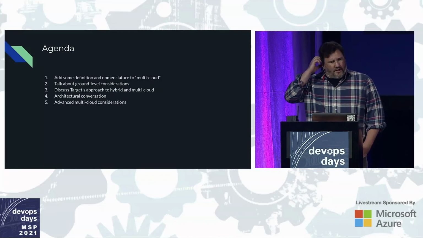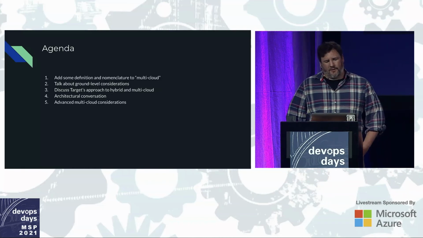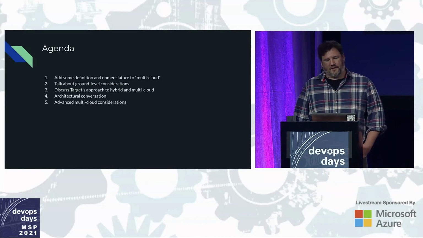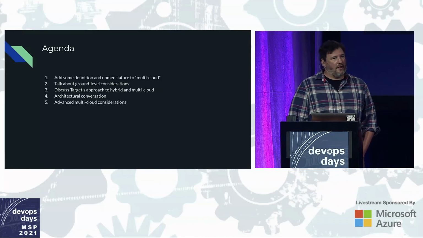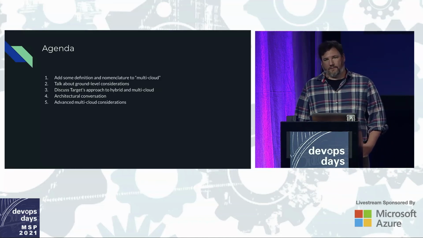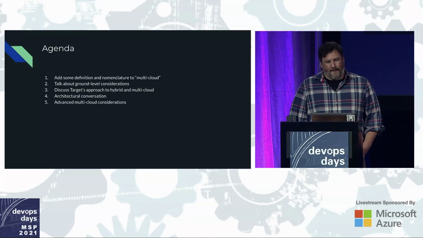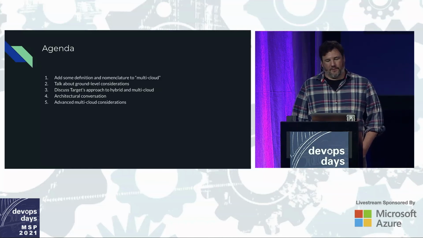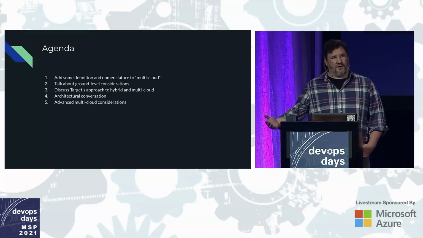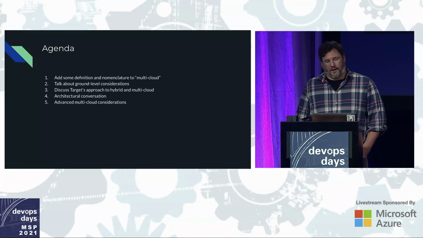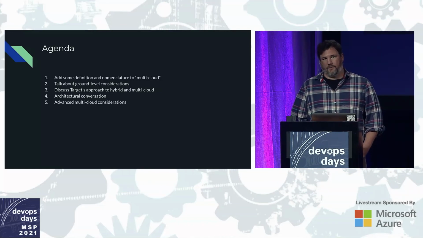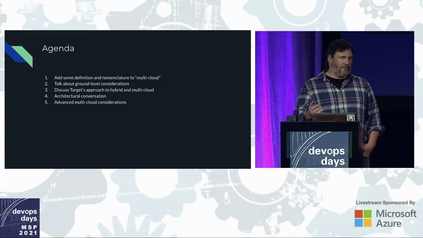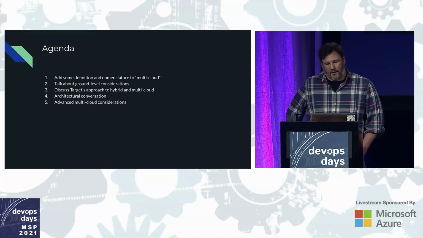Then I want to talk a little bit about some of the ground level architectural considerations, some of the practices, the architectural patterns that need to be in place to practically pull off a multi-cloud environment. From there, I want to dive a little bit deeper into Target's hybrid multi-cloud environment. I want to talk about how Target has achieved workload mobility across clouds, how we've created a constant state architecture, which I'll hopefully make sense by the end of this, and talk a little bit more about how we do data movement, which also hopefully will make sense.